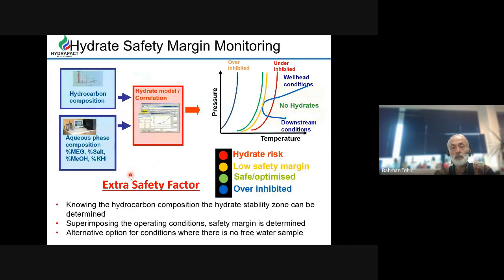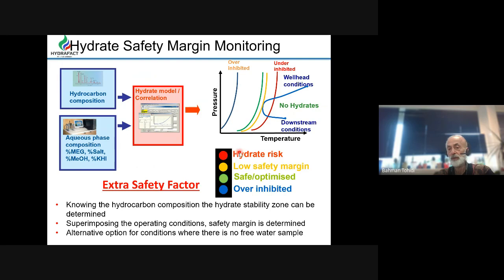Then from knowing the aqueous phase composition and hydrocarbon composition, we can plot the hydrate phase boundary. This is the hydrate phase boundary. From it, we can say whether we are inside the hydrate region or outside it. So if this is the pipeline condition and the hydrate phase boundary is shown here, some part of the pipeline is inside the hydrate region. So there is a risk of hydrate formation.